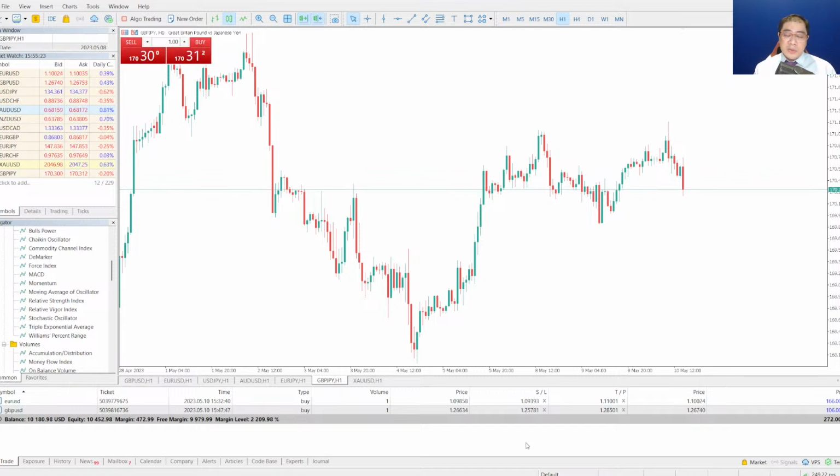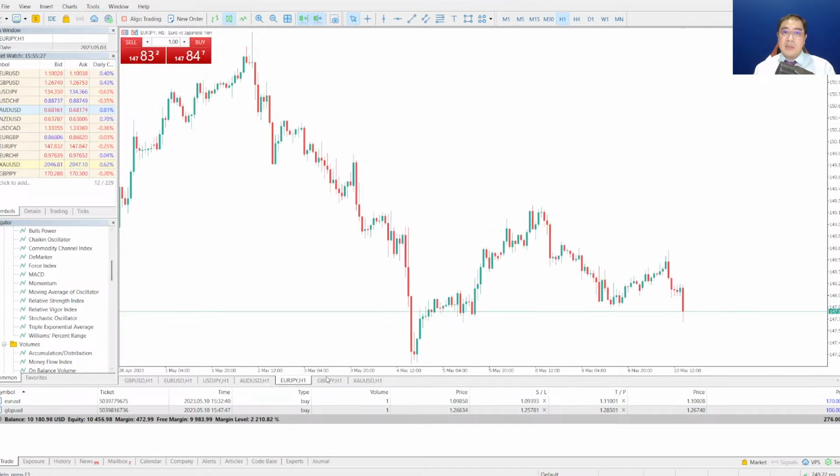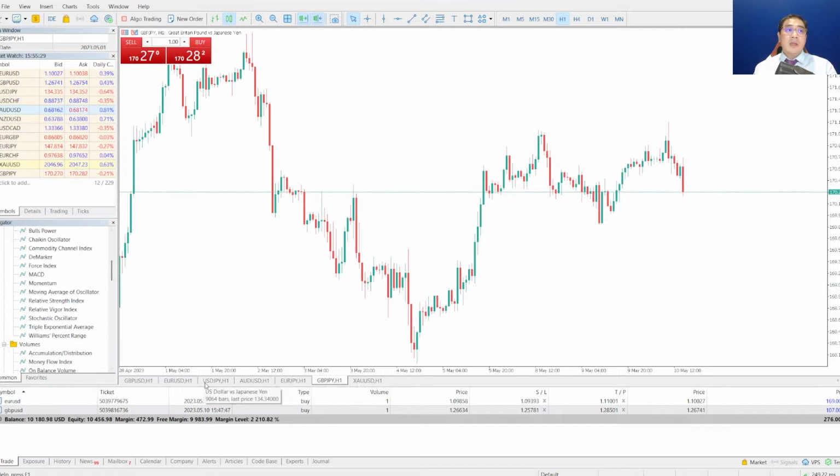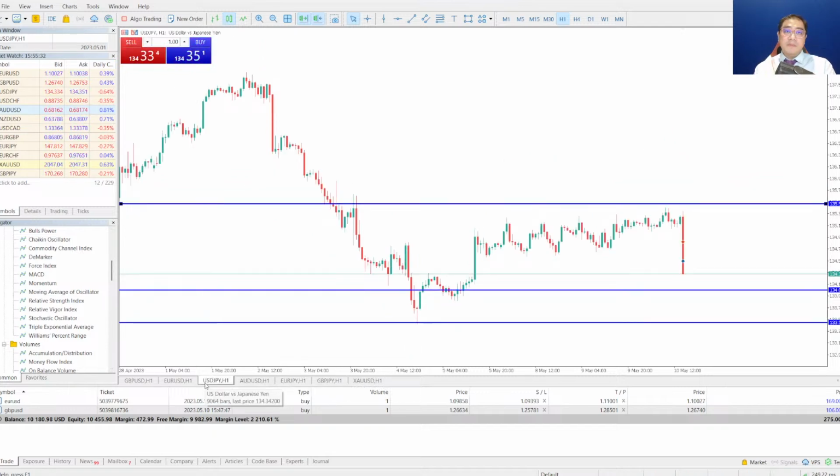So we got an increase in euro USD, pound USD, but we're not seeing that run up on the euro yen and the sterling yen. The reason is this: the dollar Japanese yen falls much faster than the gain in the pound USD and the euro USD, causing the Japanese yen to actually strengthen itself.